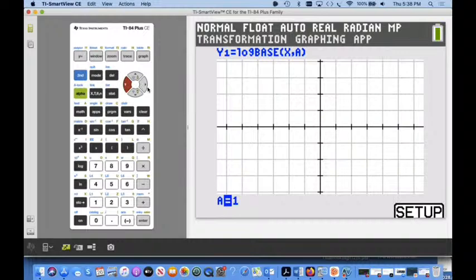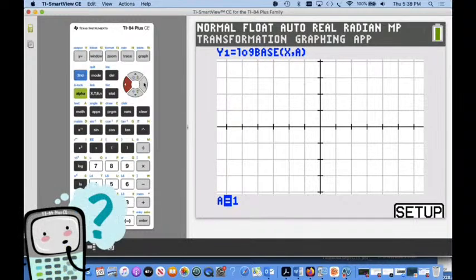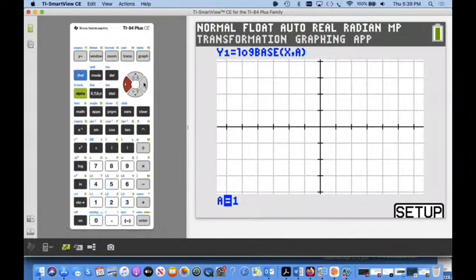When I hit A equal to 1, log base 1, I guess that doesn't make any sense. Does it make sense that it doesn't make sense? Base 1 to any power is going to be 1. It's not an interesting function at all.